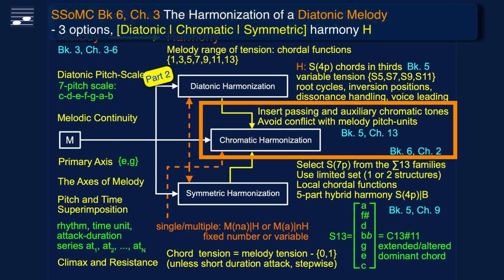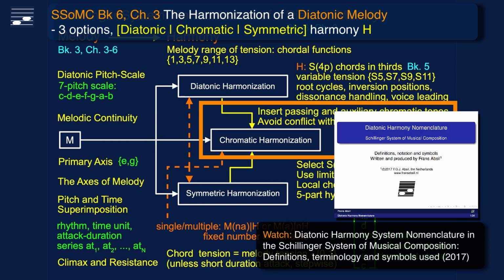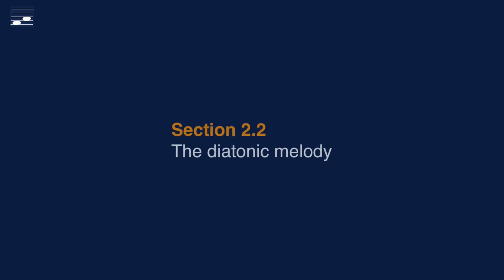In part 2, all chord progressions were based on a 7-pitch diatonic scale and on chord structures in thirds. In this part you'll see an extension by introducing chromatic alterations, as discussed in detail in Book 5, Chapter 13. Progressions will now be based on chromatic chord groups. Symmetric harmonization is left for part 4 in the series. Watch this video as an introduction to the system terminology.